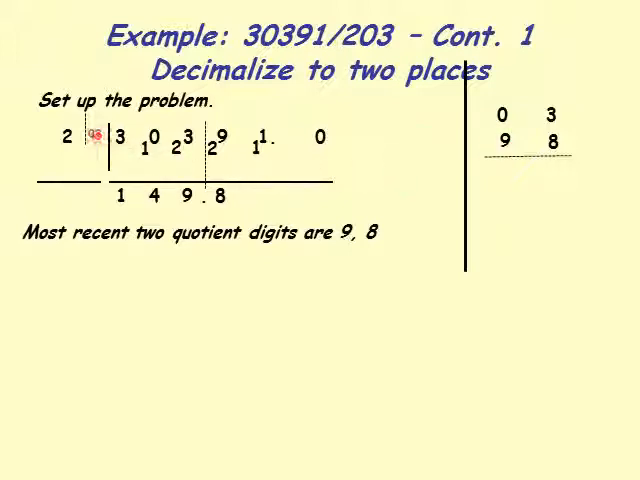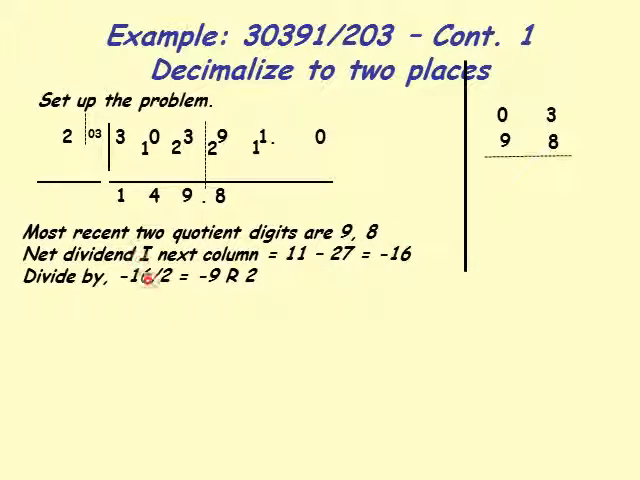We should be able to do this multiplication right here: 3 by 9 and 0 by 8. Okay. So next column we have 11 minus 27, which is minus 16. Now we divide by 2, we get minus 9, remainder 2. I keep doing that, then start saying minus 8, remainder 0. I use the altered remainder.